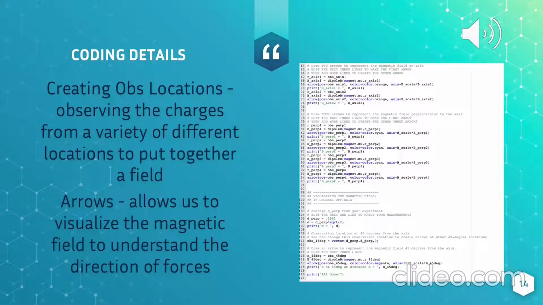This is the second part of my code. I would like to go into detail about creating observation locations, as it allows us to observe the charges from a variety of different locations, and arrows allow us to visualize a magnetic field to understand the direction of forces. As you can see, we had to visualize the magnetic field roughly 45 degrees off of the y-axis, which allowed us to create a vector for the perpendicular distance.